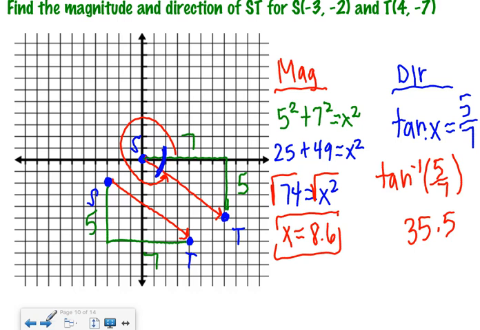Oh, okay. How'd you get that? 360 minus the 35 or whatever. So all the way around would be what, guys? 360. 360, and we just found this angle in here to be 35.5. So we have to subtract it.